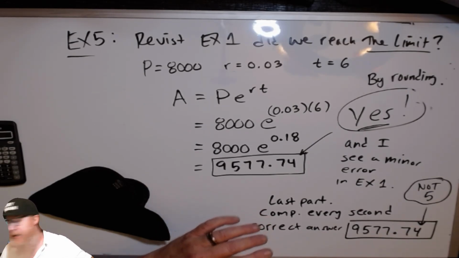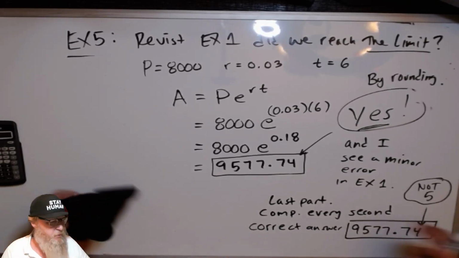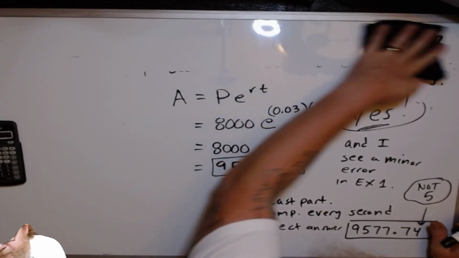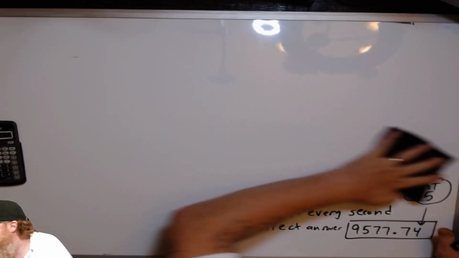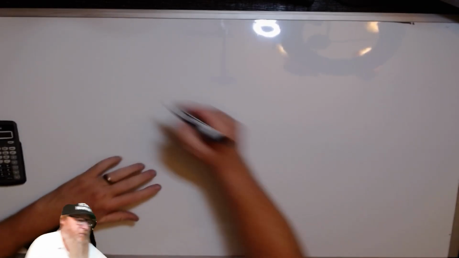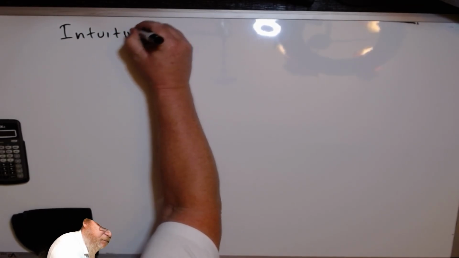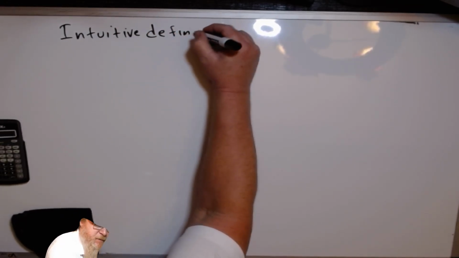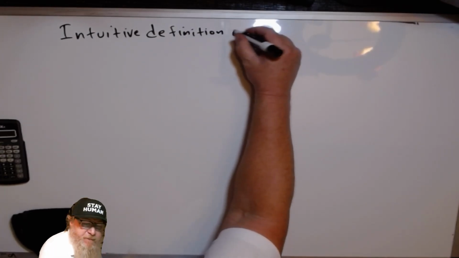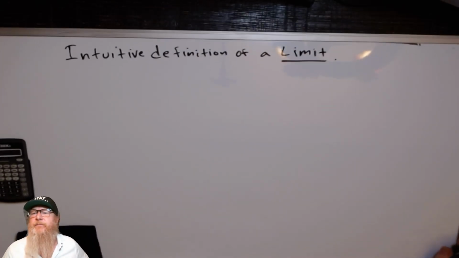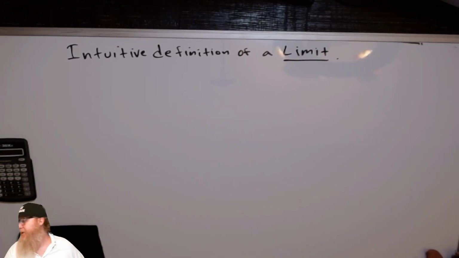Okay, so that was a long, drawn-out example of how to take a limit. Next, we are going to discuss the definition of a limit. So there's two definitions. The one that we're going to use is what's called the intuitive definition of a limit. All right. The intuitive definition of a limit.